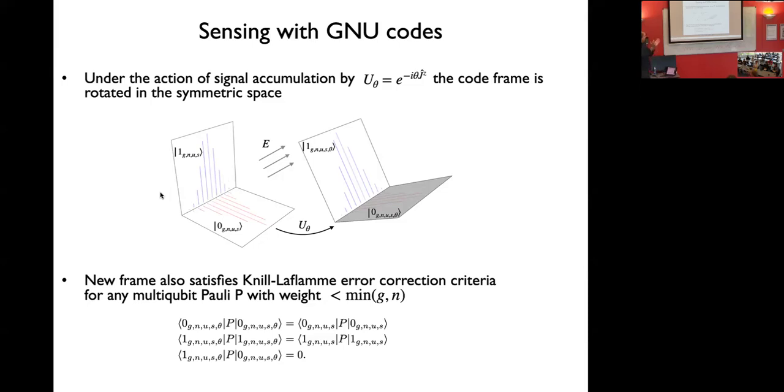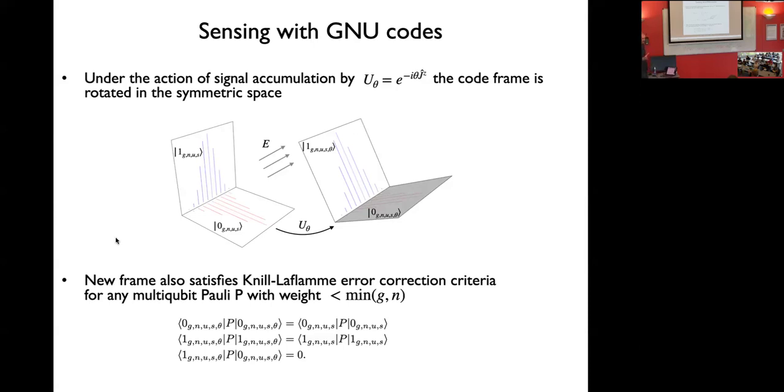If you let this code interact with a field you want to sense, so for example, let's say you want to measure the z component of a magnetic field, then that will induce a rotation that's described by a unitary e to the i theta Jz. And theta is the thing you want to estimate. That's the strength of the field component. What this will do is perform a rotation on the frame of our code. So we can now define this 0 as a logical 0 with a theta parameter, and same thing for the logical 1.